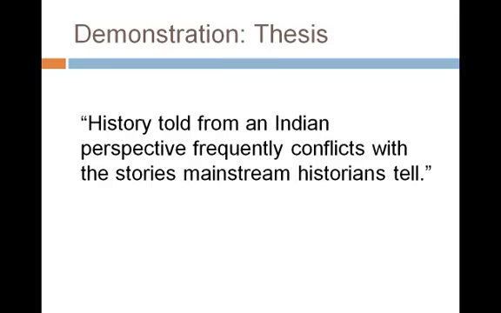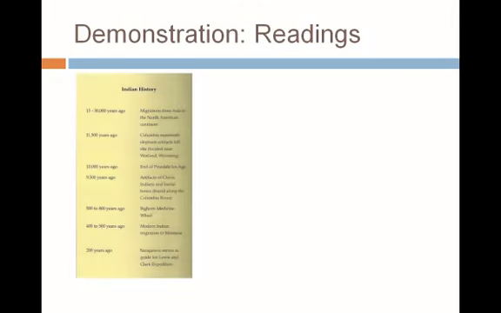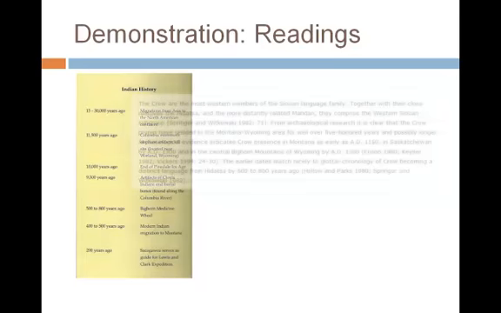Now, I want to use details from the readings to support this idea. The readings I can select from include pieces of the Old Montana History book, in particular the timeline, and the Crow Tribal History from the Tribal History Project. I want to show how the mainstream account from the history book conflicts with the Crow account from their Tribal History Project.